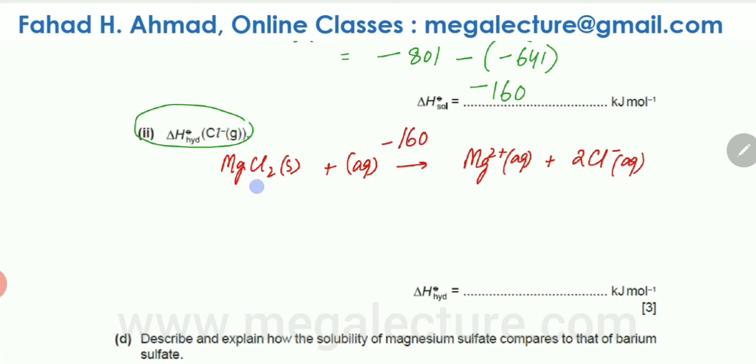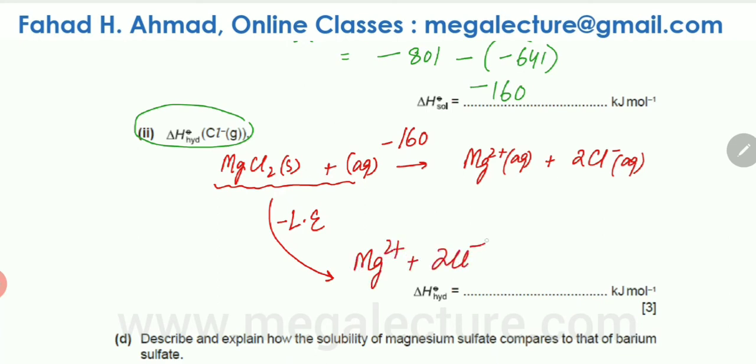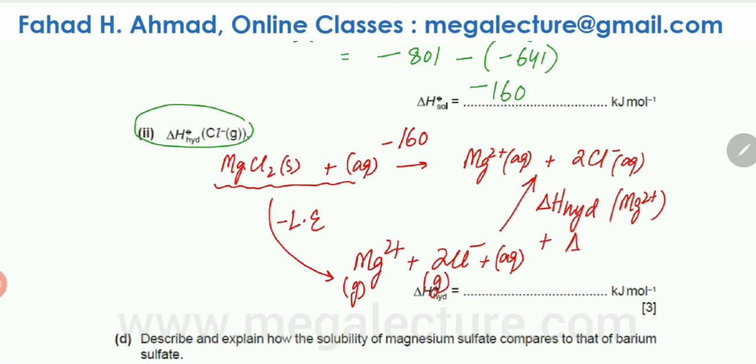What are the two steps that are required? The first step is, if you're trying to dissolve MgCl2 solid, you break the lattice. That is the negative of lattice energy. Breaking the lattice changes it into Mg2+ and 2Cl- gaseous ions. And in the next step, you mix those ions into water and they hydrate. They change into aqueous ions. So this would be the enthalpy change of hydration of Mg2+ and the enthalpy change of hydration of Cl- but multiplied by 2.